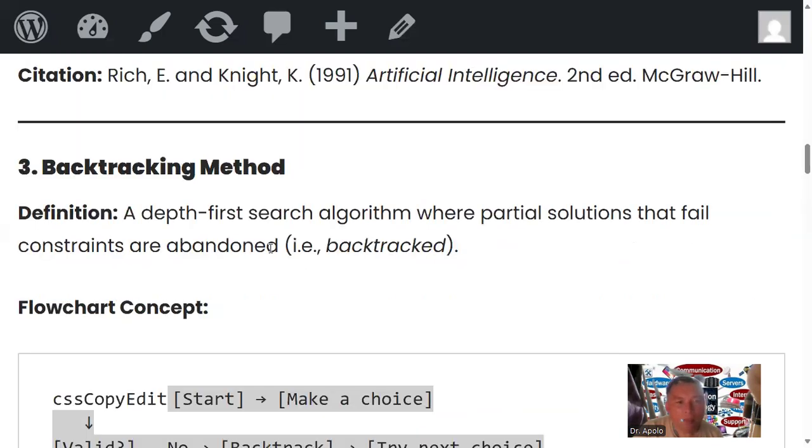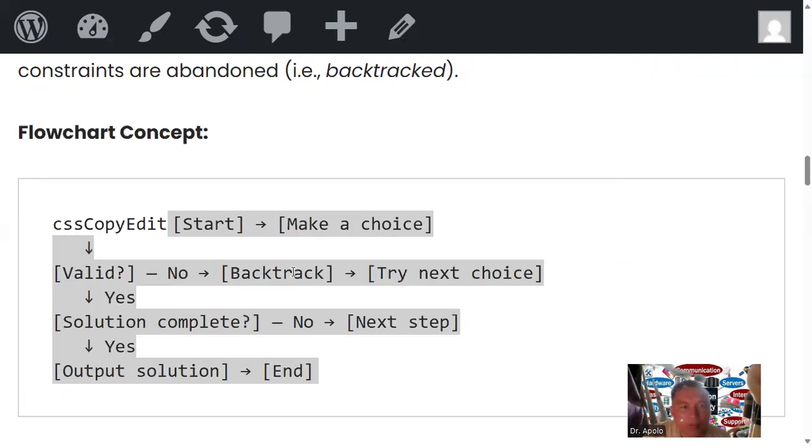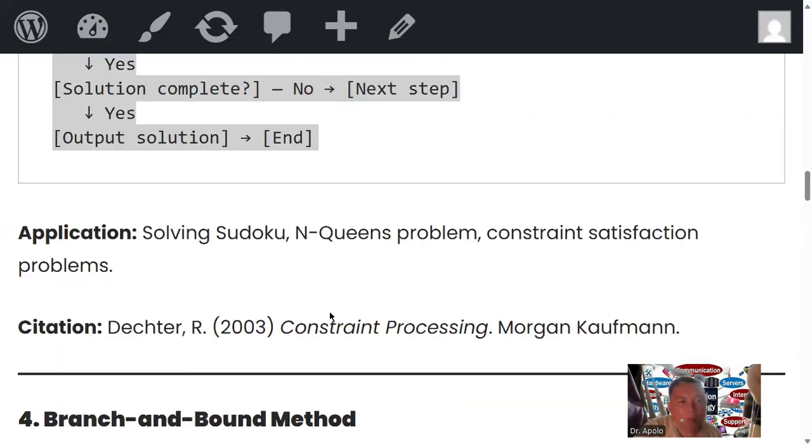In backtracking, a depth first search algorithm, partial solutions that fail constraints are abandoned. Example of this flowchart: we start, then make a choice, and then check if it is valid, yes or no? If no, backtrack and try a new choice. If yes, is the solution complete? If no, go to the next step. If yes, output the solution. So that is our flow. Applications: solving Sudoku and the Queens problem, constraint satisfaction.